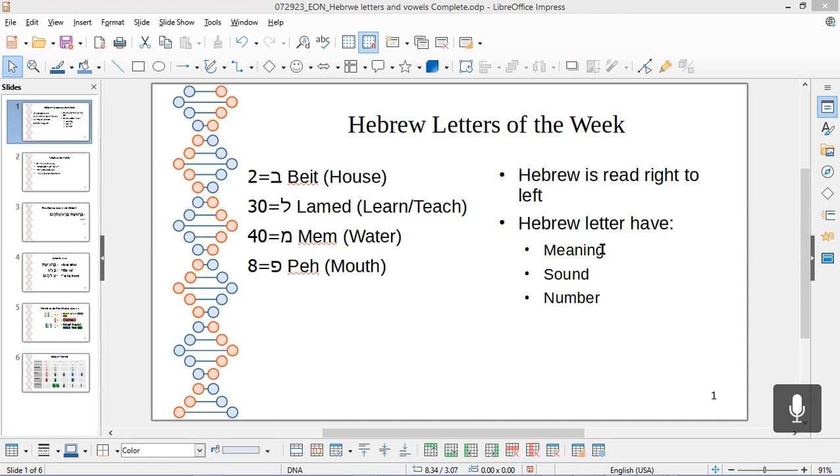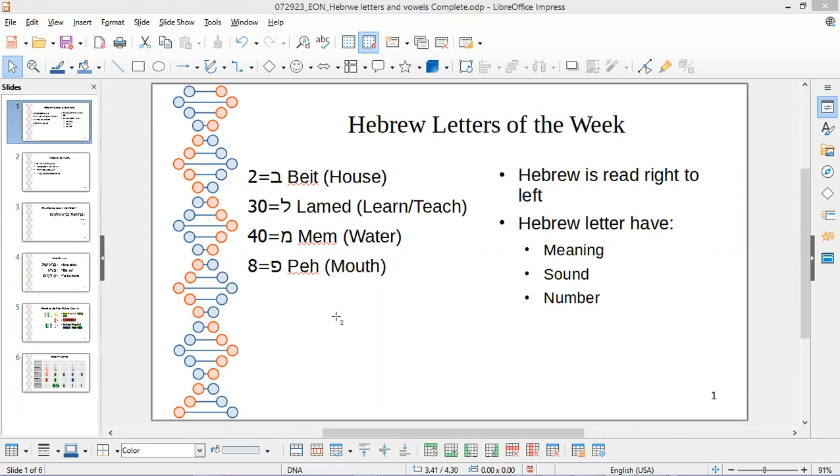So what do I mean by they have a meaning? The letter Beit right here means house. The letter Lamed means to learn or teach. It's off of that same root. The letter Mem means water, and the letter Pei means mouth.